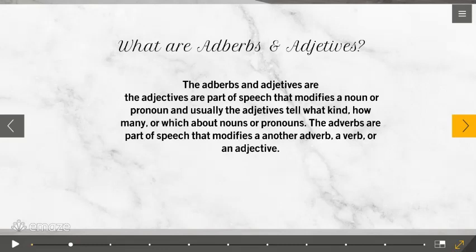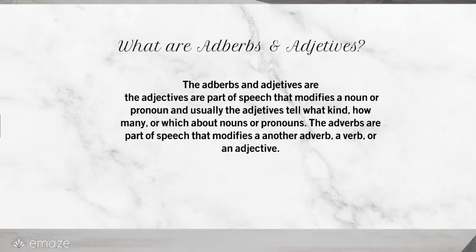Adjectives are a part of speech that modifies a noun or a pronoun, and usually adjectives tell what kind, how many, or which one about nouns or pronouns. Adverbs are a part of speech that modifies another adverb, a verb, or an adjective.